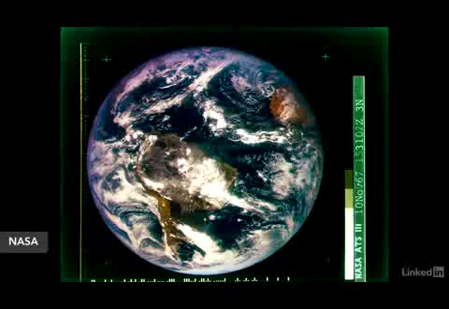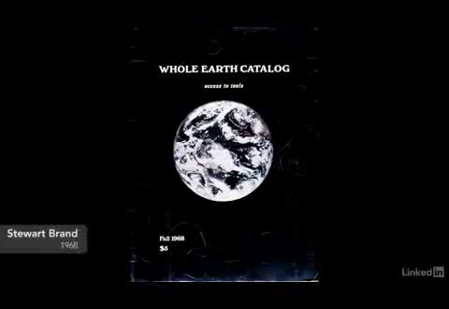In 1967, a satellite captured the first image of the Earth from space. The writer, Stewart Brand, used this image on the cover of the Whole Earth Catalog. The catalog provided information on sustainable practices and living communally. The image and catalog sparked the environmental movement.